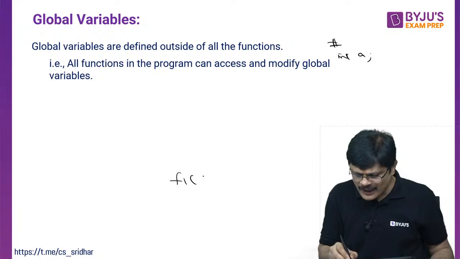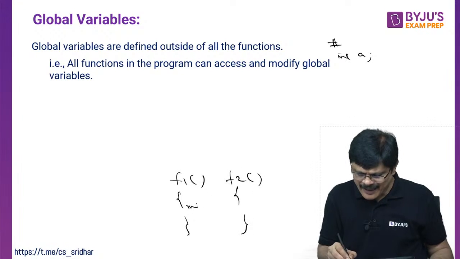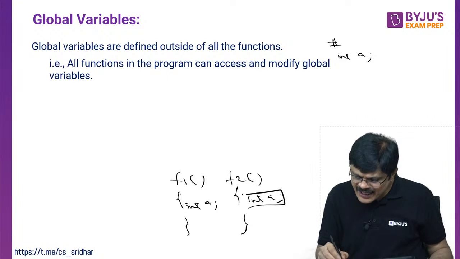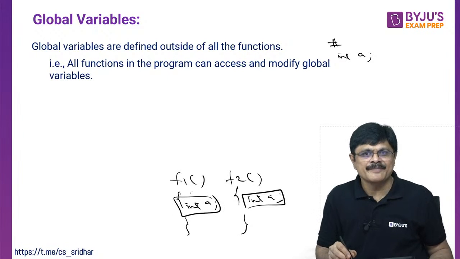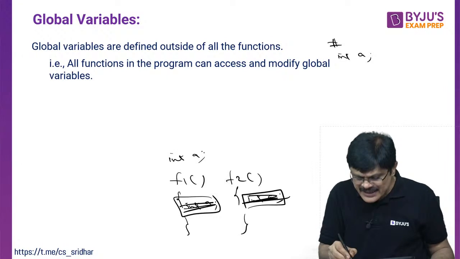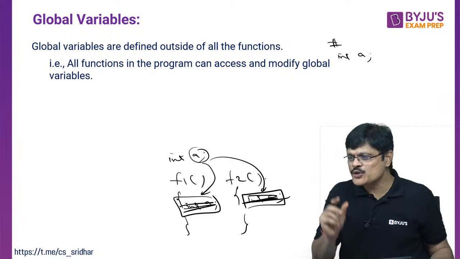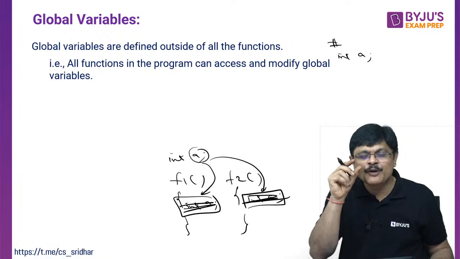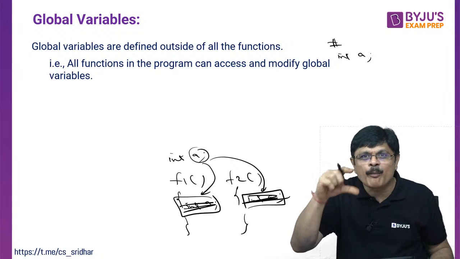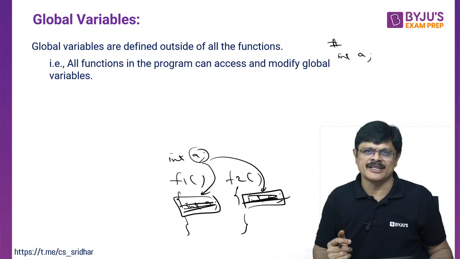Suppose I have a function F1 and one more function F2. Here I am having int A, and here also I am having int A. This A is different from this A, my dear friends. Suppose you have some int A outside, this A can be accessed by this function, and this function too. If you define a local variable, it can be accessed only within that particular block or function, whereas a global variable can be accessed by every function.